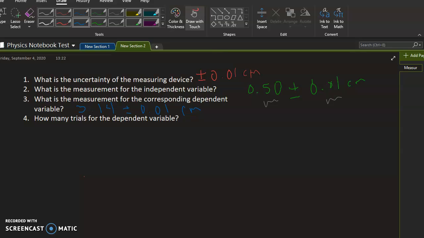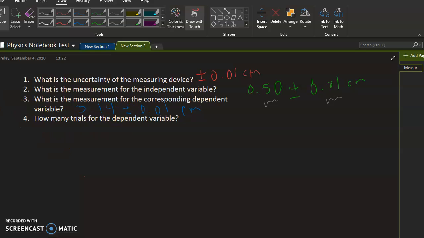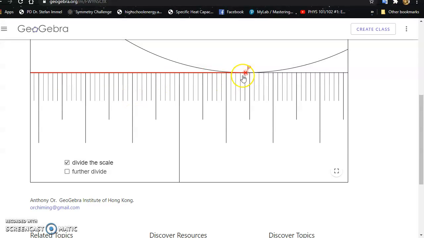How many trials for the dependent variable? Well, IB says 3 trials for each variation of the independent variable. So we need a total of 3 trials. So what I can do is I can come back here and I can look, and I am limited to the precision of the device in this case. Estimating beyond the uncertainty I've provided, I should not do for this.